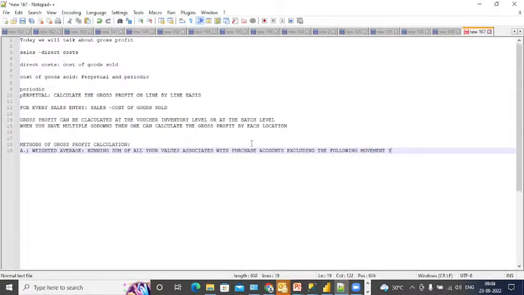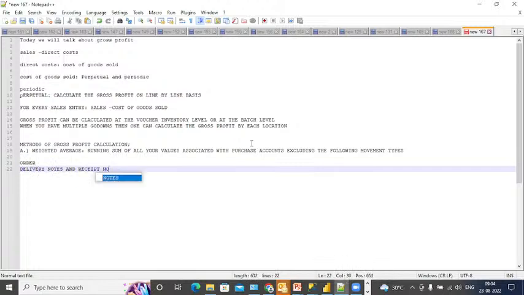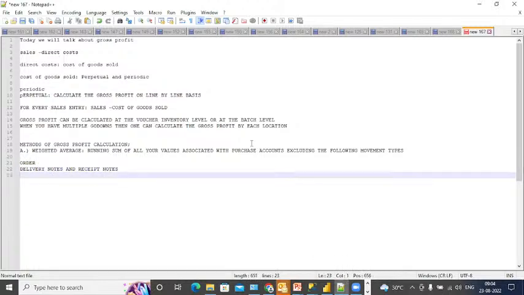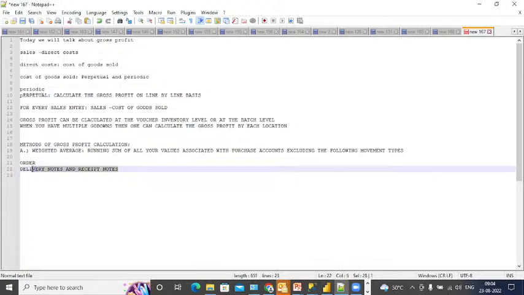Because they will ask you how gross profit is calculated. First is anything to do with orders. Second, for some companies they do not like to include the delivery notes and receipt notes, but Tally gives you the option of including both delivery notes and receipt notes, and you can actually exclude them also.